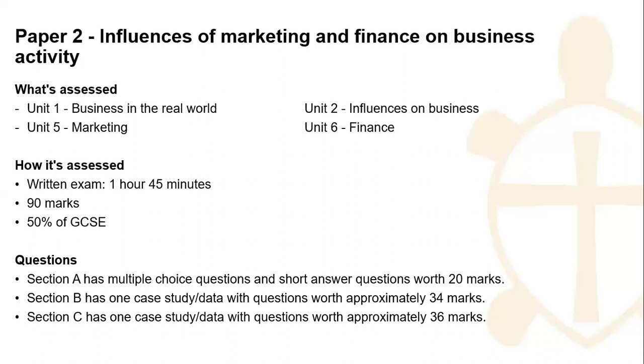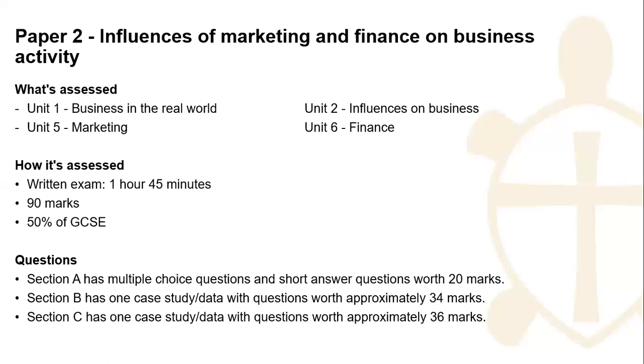Paper 2 is influences of marketing and finance on business activity, and it's assessed again through Unit 1 and Unit 2. So please do make sure you revise those two topics in detail because they appear in both exam papers. But this time you're going to have Unit 5, which is marketing, and Unit 6, which is finance, which you have covered this year. Again, assessed exactly the same as the previous exam.